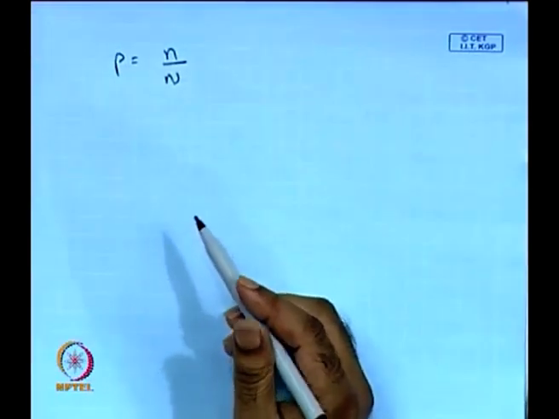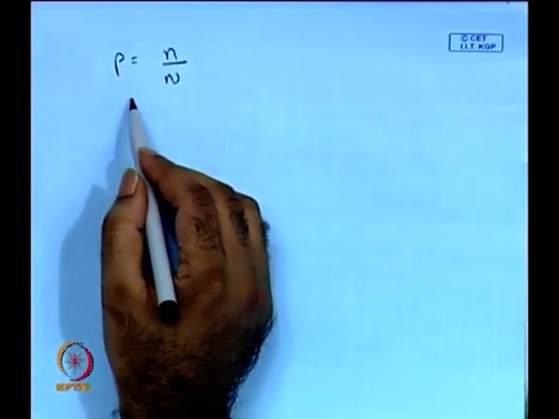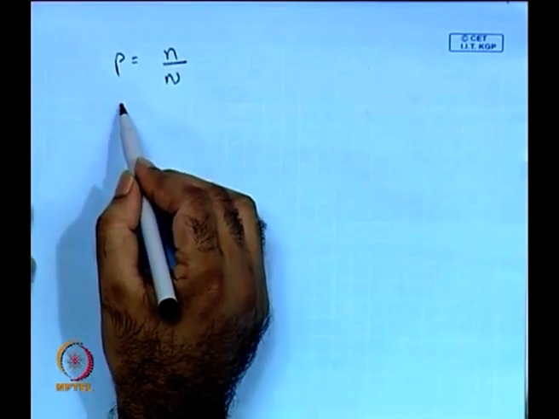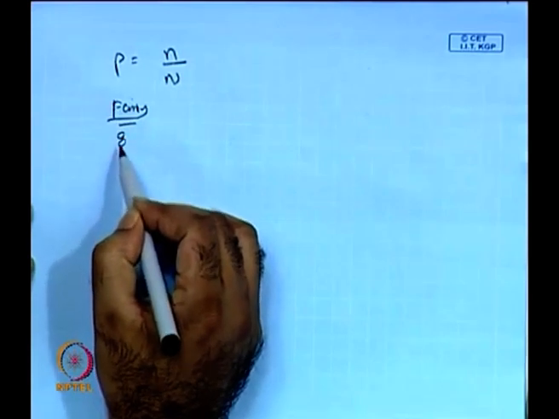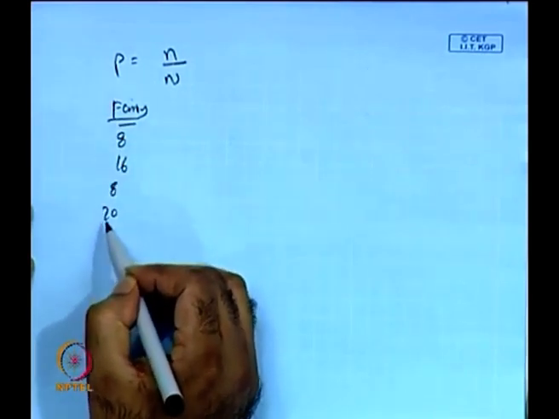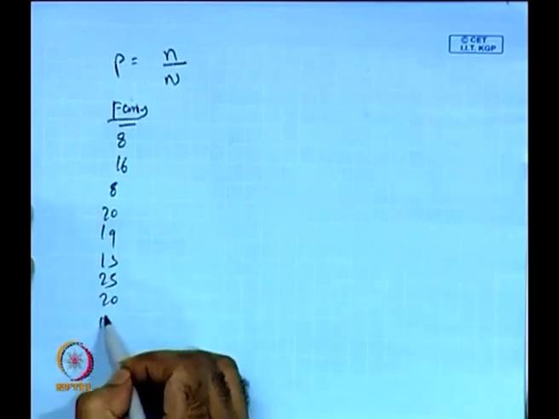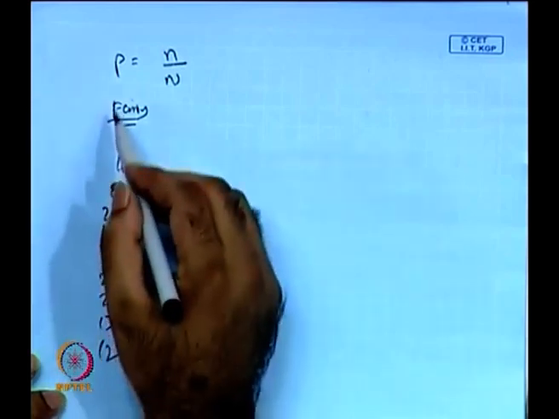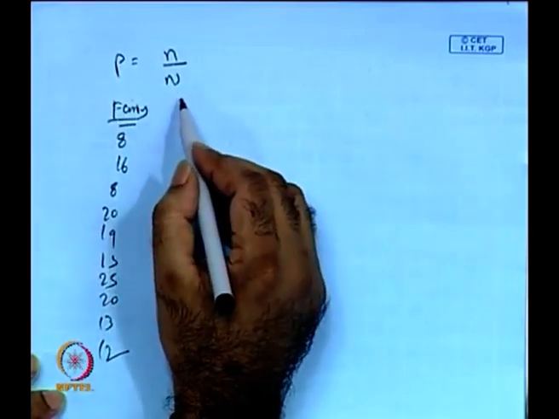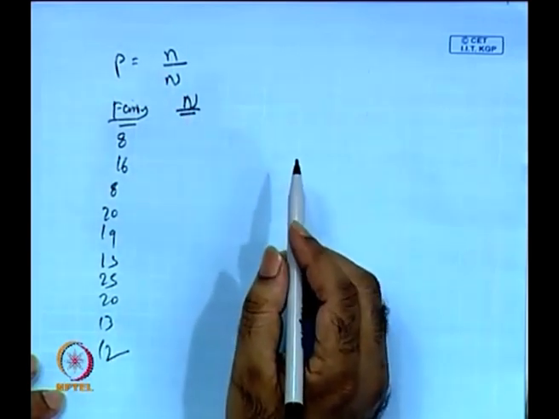For instance, forget about individual size. We will take family income here. So, family income is 8, 16, 8, 20, 19, 5, 19, 15, 25, 20, 13, 12. These are the figures. So, what do you have to do with respect to family income? Then you have samples. So, take n number of households.